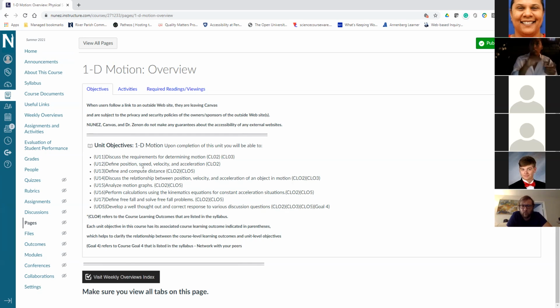We're going to be looking at properties like position, speed, velocity, and acceleration. You'll look at the property distance and how you find distance. We'll look at relationships between position, velocity, and acceleration for an object in motion. This objective will also carry over into the lab class, where we're going to be doing an experiment that directly relates to this objective.